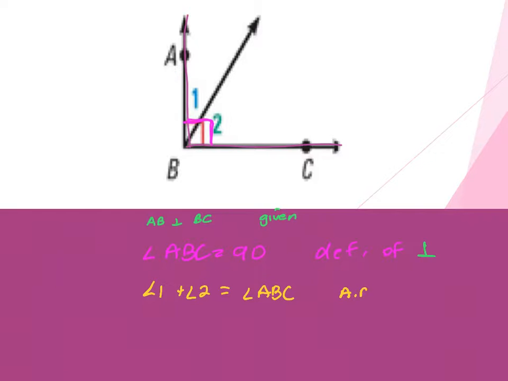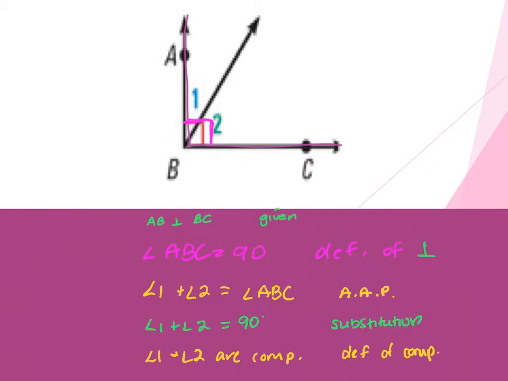Angle addition postulate, right? When we say that the sum of the two parts is the whole, right? Then I could say angle 1 plus angle 2 equals 90 degrees. What's that? Substitution. And then I could say angle 1 and angle 2 are complementary. Perfect. Definition of complementary. So I could break it down, that whole thing that took 1, 2, 3, 4, 5 steps. It is not wrong. It's right. Or now you've got a shortcut.